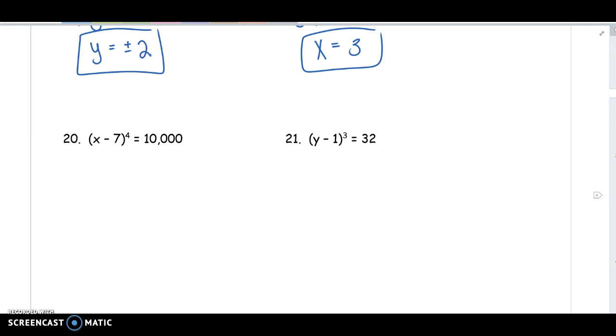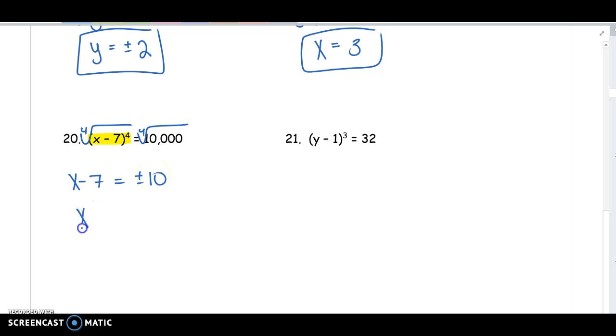Number 20, we have (x minus 7) to the fourth equals 10,000. This time we have parentheses. The parentheses are raised to the fourth. You cannot do anything inside those parentheses until that exponent is gone. So we are going to take the fourth root of both sides. So x minus 7 equals, what is the fourth root of 10,000? 10. And because it comes from an even root column, it is plus or minus 10.